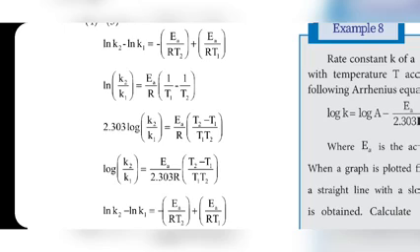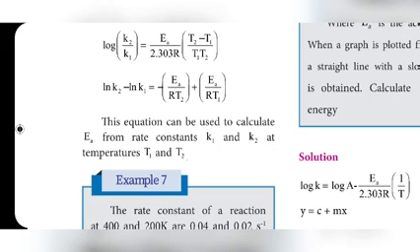We can write ln k2 minus ln k1 is equal to minus Ea by R T2 plus Ea by R T1. This equation we got from here. Ln k2 minus ln k1 is equal to minus Ea by R T2 plus Ea by R T1. So this equation can be used to calculate Ea from the rate constants k1 and k2 at temperatures T1 and T2.